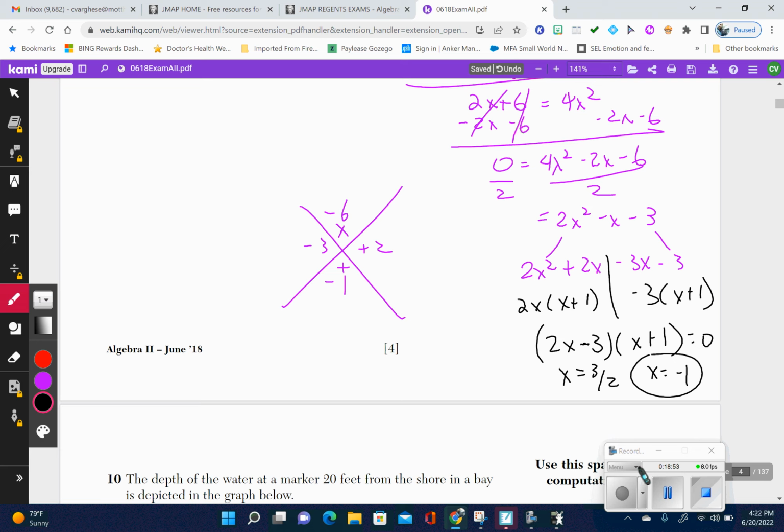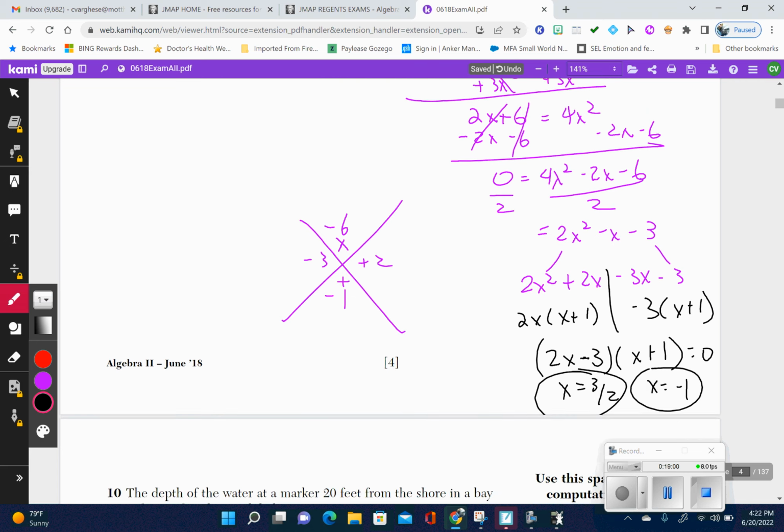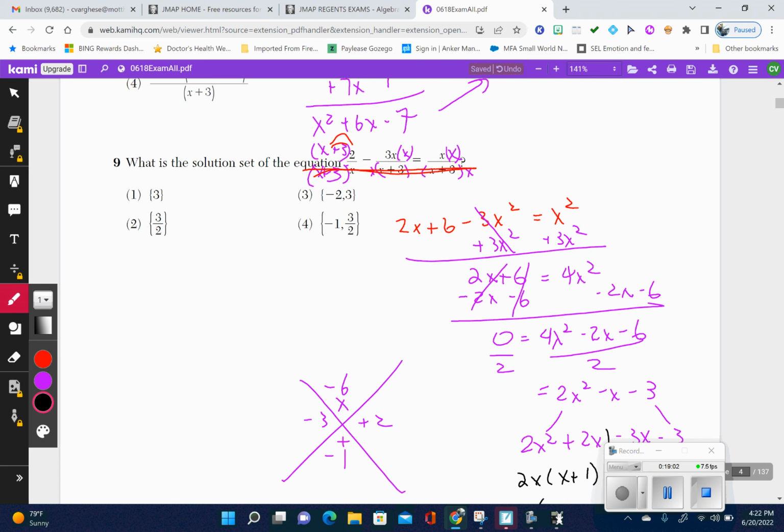Okay. But then you have to check your answer, make sure that you don't have any denominators equal to 0 here. So we have x equals 3 halves and x equals negative 1. So I'm going to go back to my original and see if any of them is going to make the denominator equal to 0. The negative 1 is safe, because negative 1 plus 3 does not give me 0, so that's good. And the 3 halves is safe as well, so my final answer is both of them work.